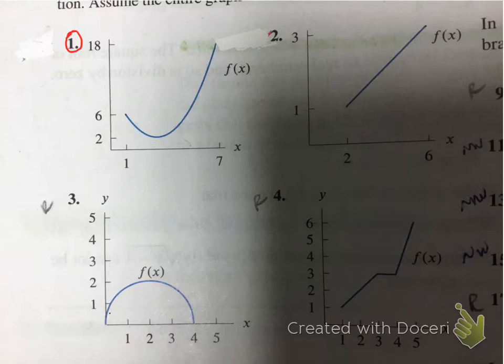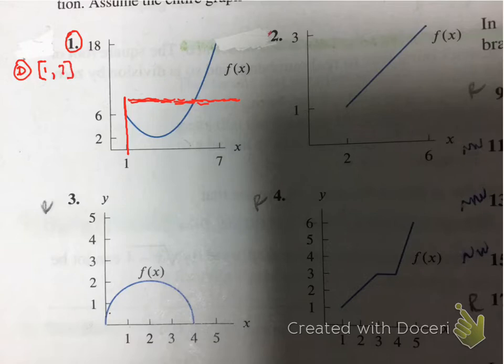Now remember, if I'm asked to determine the domain, I need to think about what the possible input values are. What are the values that could go into the function, or what is the set of input values or x values that you see? One way to do this is to imagine a vertical line and shift that vertical line back and forth and ask yourself where you're intersecting the function. In this case, my lower bound is 1. My upper bound is 7.